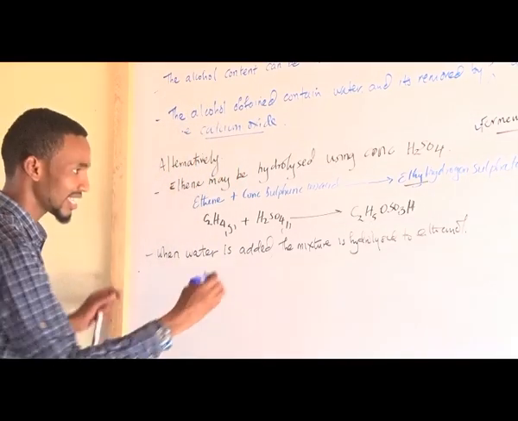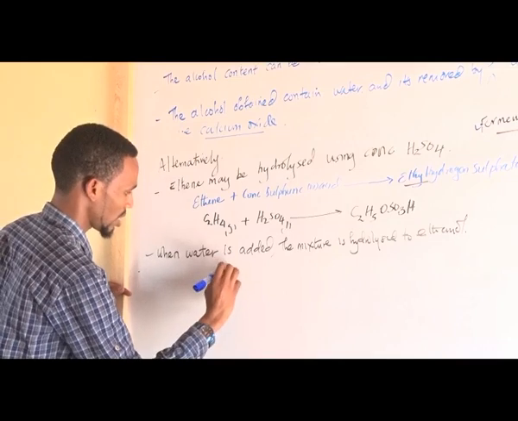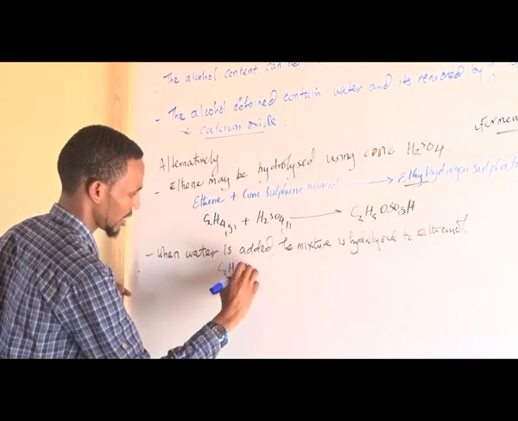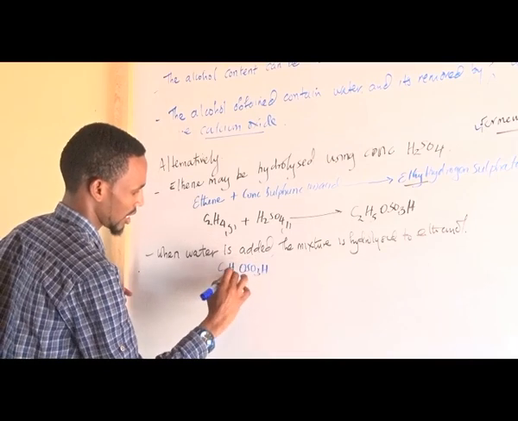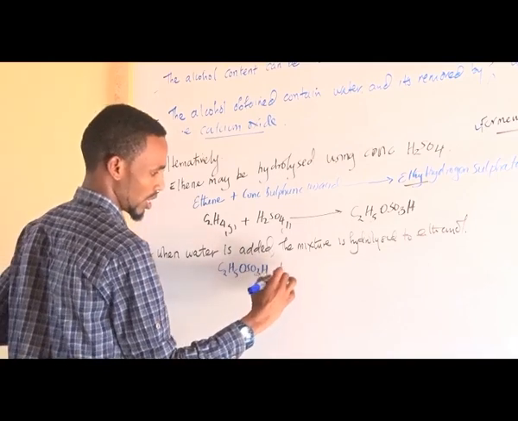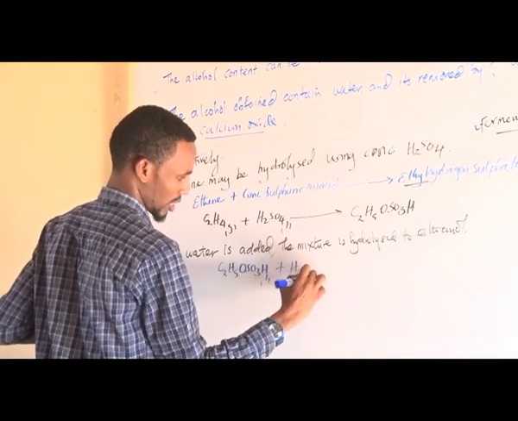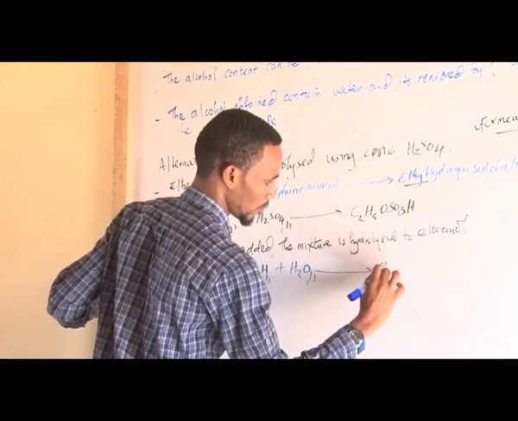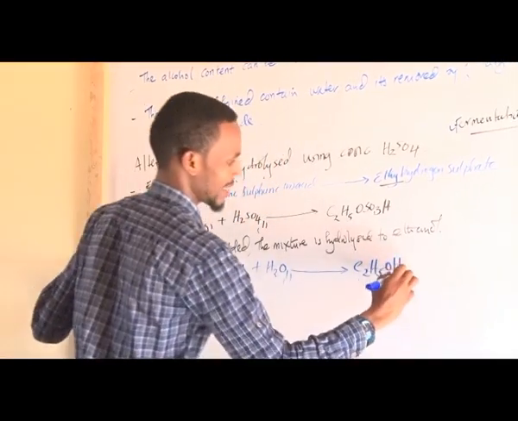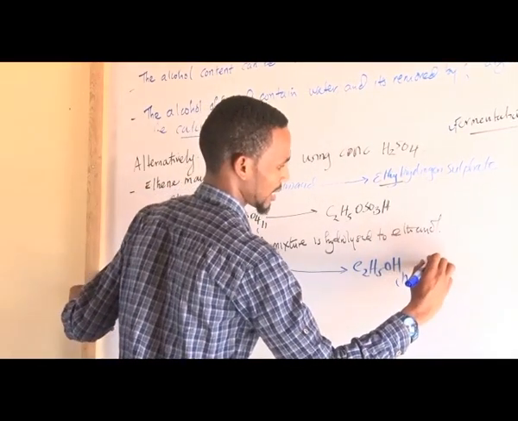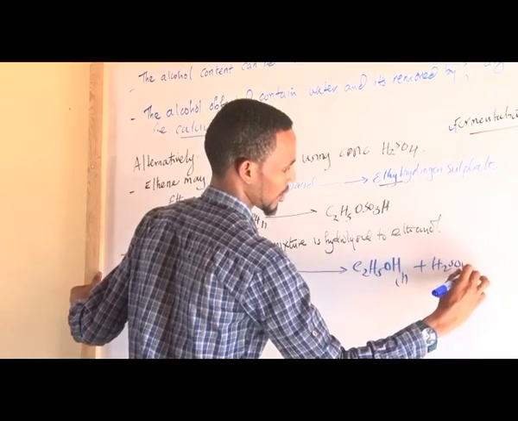Now, this ethyl hydrogen sulfate, C2H5OSO3H, ethyl hydrogen sulfate. When you add water, what you will get is the ethanol. What you will get is what? Ethanol, which is liquid, plus sulfuric acid, which is aqueous.